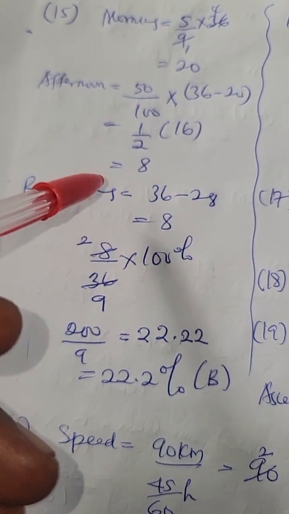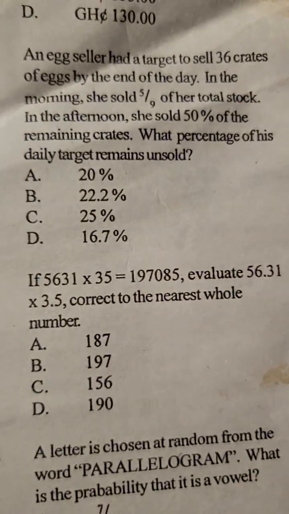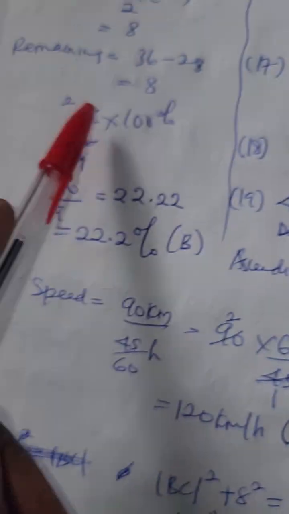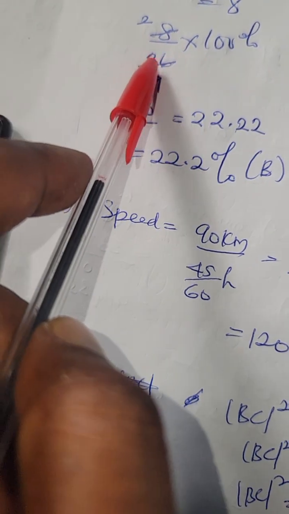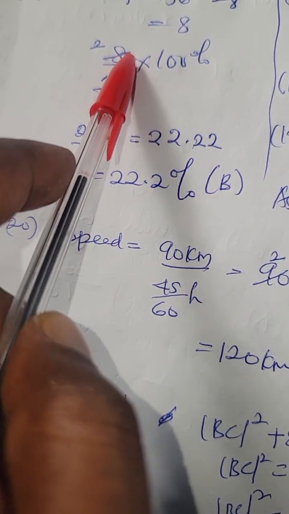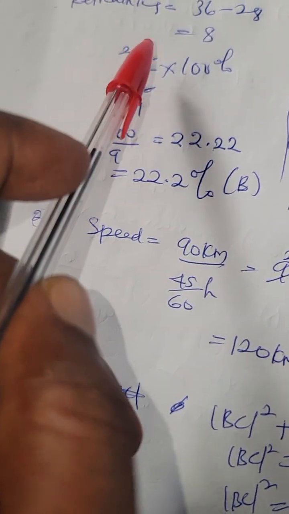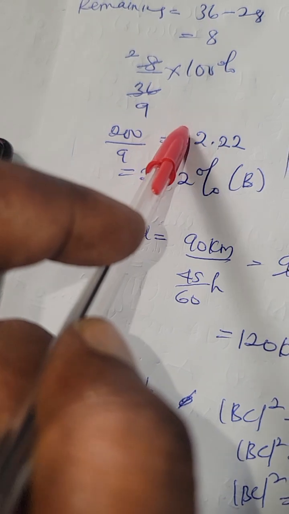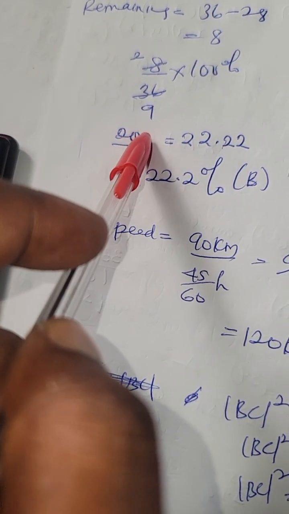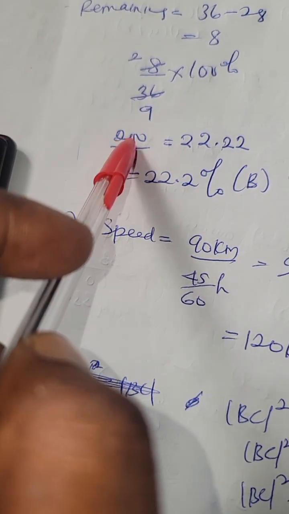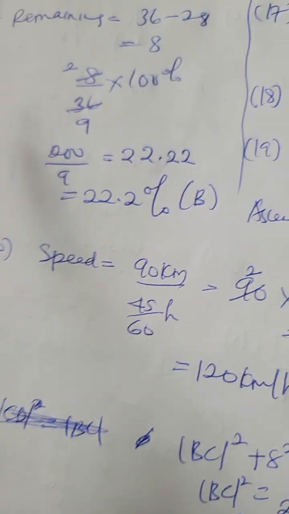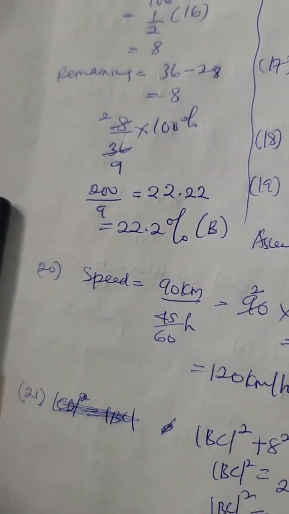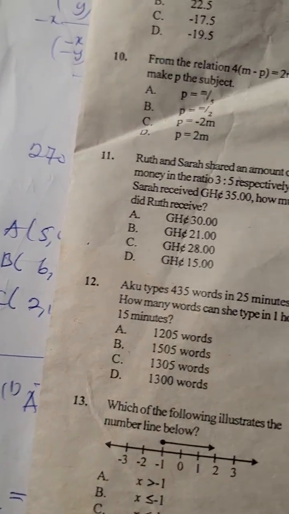So remainder of 8. And they are asking us to express the remaining unsold as a percentage. So 8, that's the remaining out of the total 36 times 100%. 4 here, 2, 4 here, 9. So that will be 2 times 100, 200 out of 9. 9 into 22, 18, remainder 2. Attach the last 0, 20. 9 to 20 is 2. That's 18 again, remainder 2. So we get 0.22222. And that's 0.22% for question number 15.